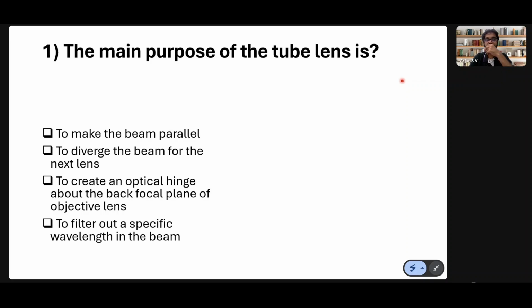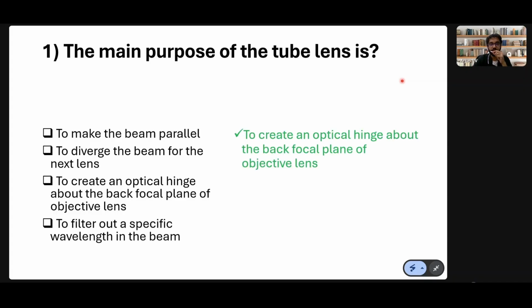We all know that any kind of microscope, especially a confocal microscope, has an objective lens, and the objective lens will focus your collimated beam into a certain focal point where your sample will be lying. From that sample, beams will start to diverge, and you have to direct that as a collimated beam to the back focal plane. To do that, you have to create a hinge point. For that, you need something called a tube lens. So the correct answer will be to create an optical hinge about the back focal plane of the objective lens.